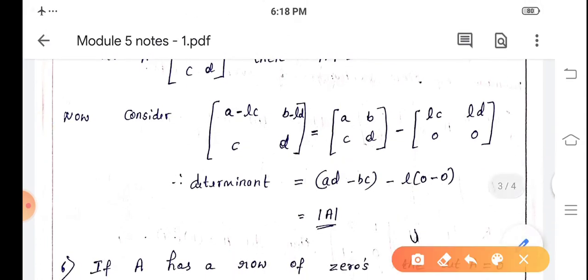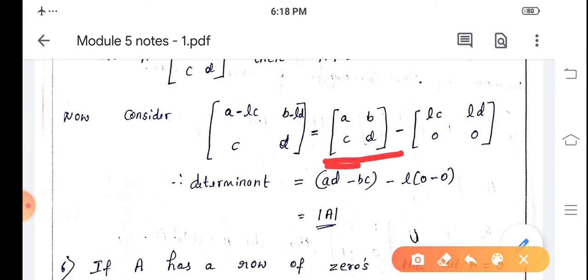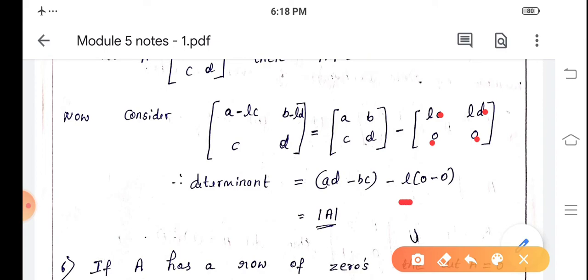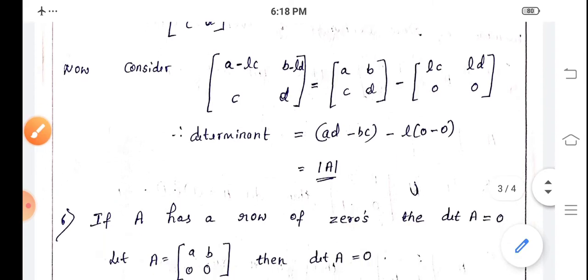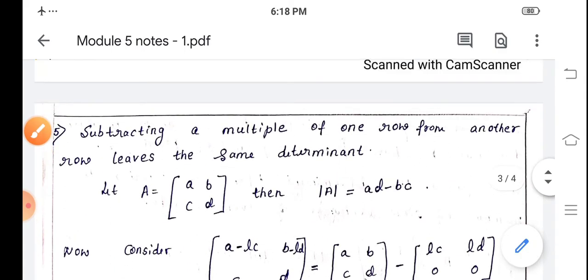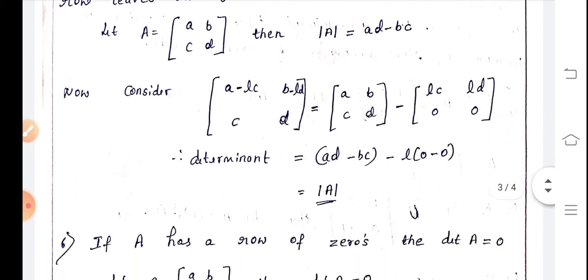So the determinant of this is the determinant of [[a, b], [c, d]], that is ad minus bc, minus (lc into 0 minus 0 into ld). This is 0. So we get the determinant as ad minus bc, which is the same as determinant A. That means subtracting a multiple of one row from another row leaves the same determinant.